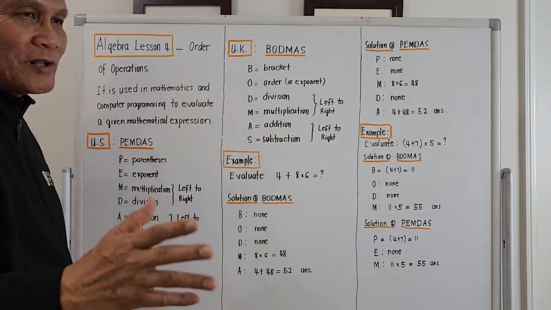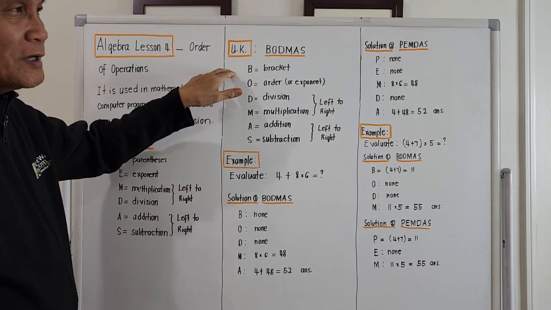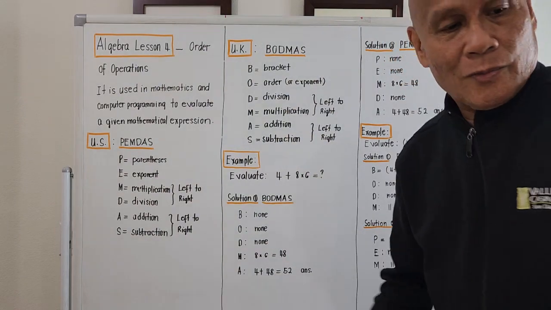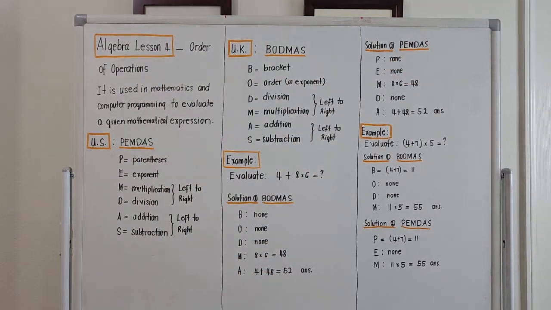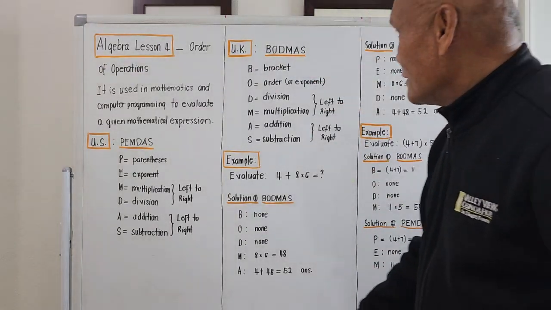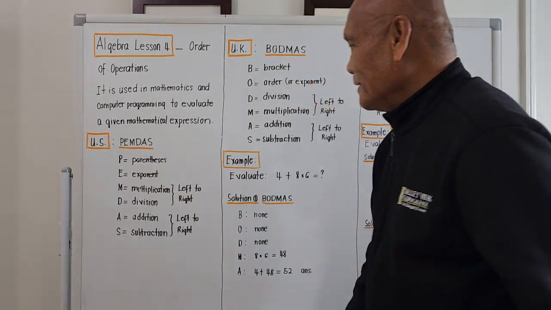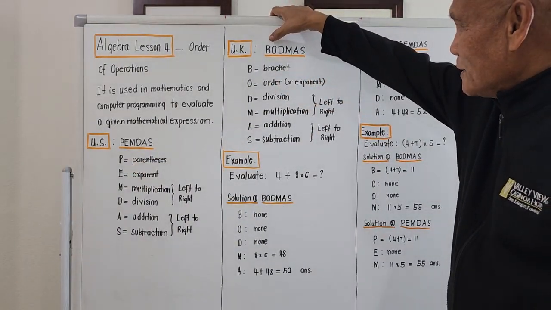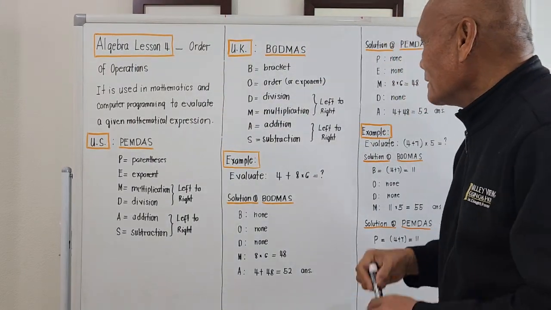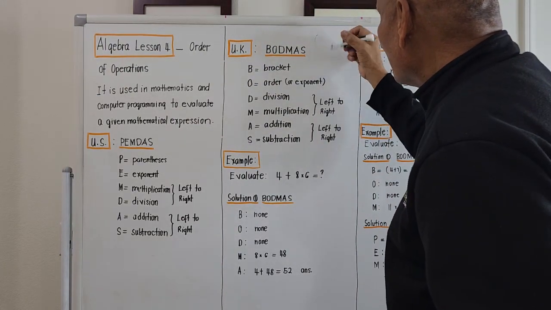Let's bring out the rule for the order of operations used in the United Kingdom. We call it BIDMAS. I will check the camera. BIDMAS. You notice this is PEMDAS, BIDMAS, right? In the UK, this B here represents bracket. Actually, bracket is parenthesis, right?